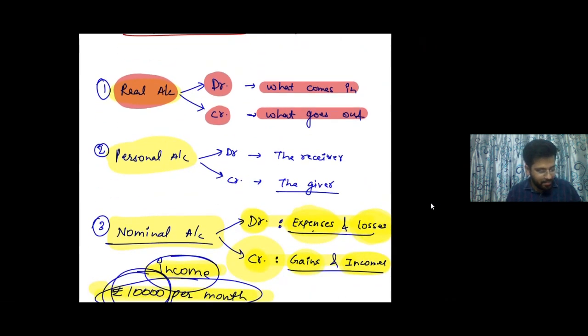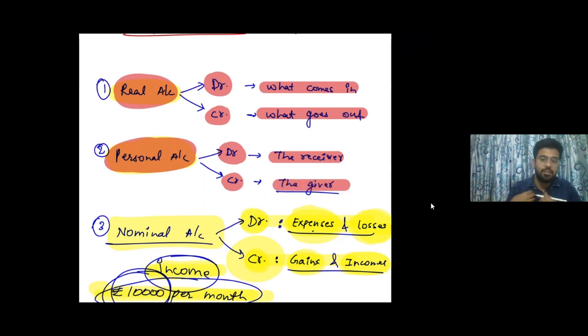Personal account. If I am giving money to someone, debit the receiver, whoever has taken the money. So the receiver account would be debited and credit would be given to the giver who has given me the money, because I have to pay him back. I will not feel good when I pay him back.